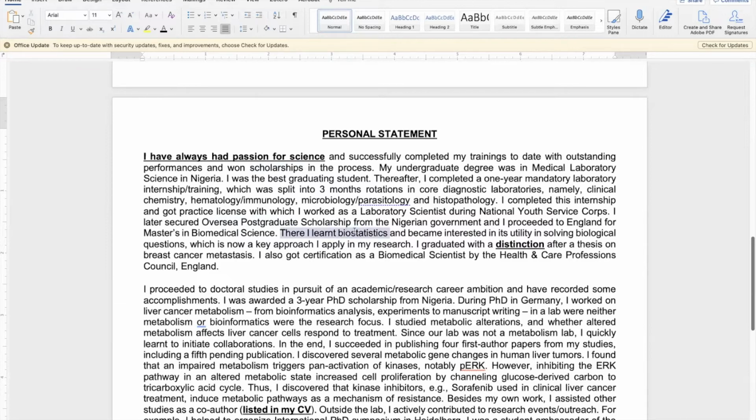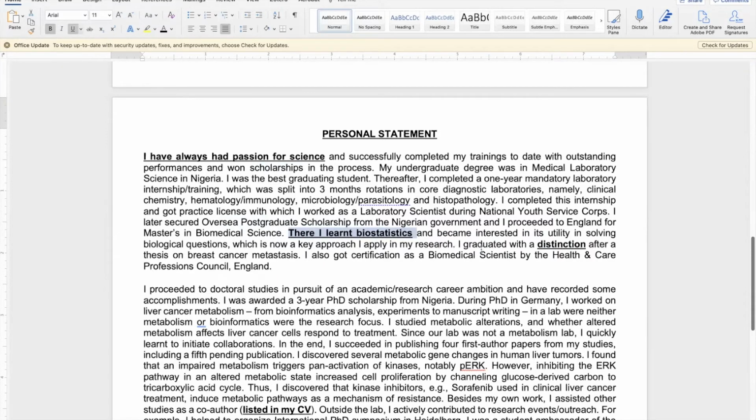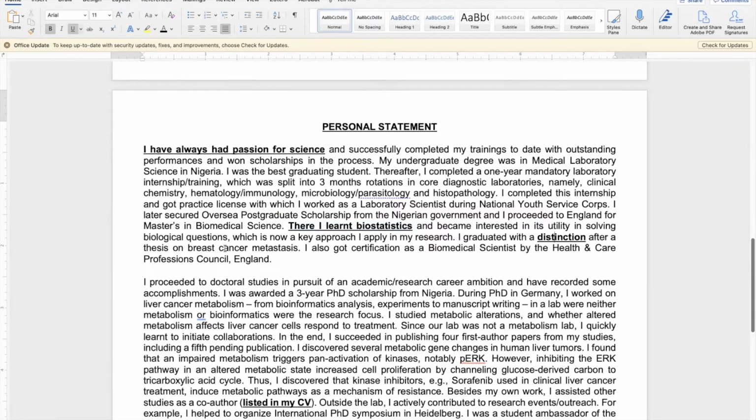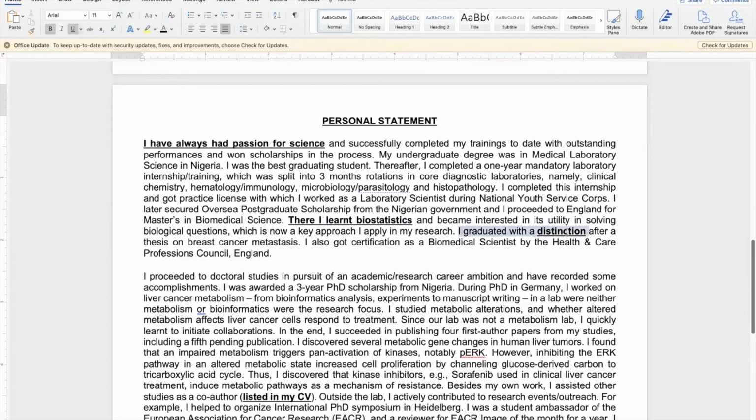There, I learned biostatistics and became interested in its utility in solving biological questions, which is now a key approach I apply in research. What point am I mentioning? That even though I have medical laboratory science background, I have also learned biostatistics and became interested in applying it. And this is something that I am now using. I graduated with a distinction.